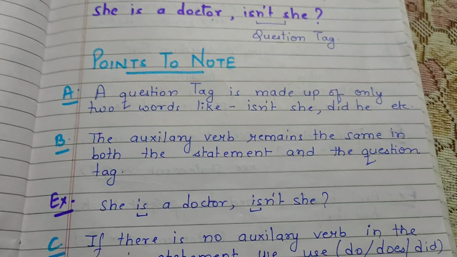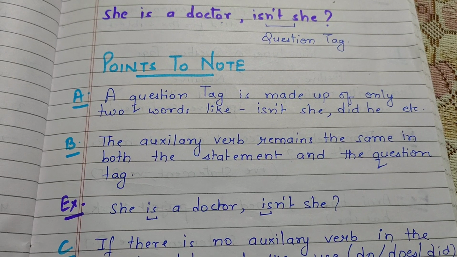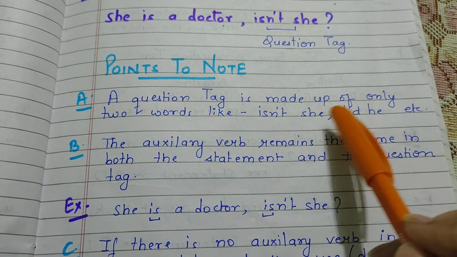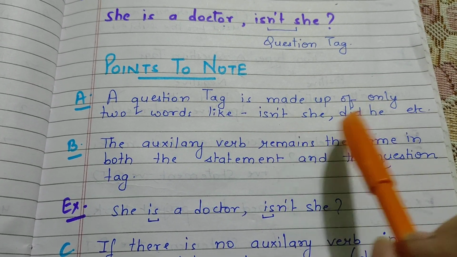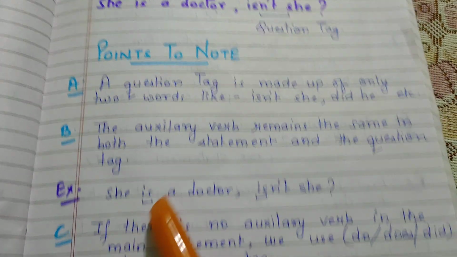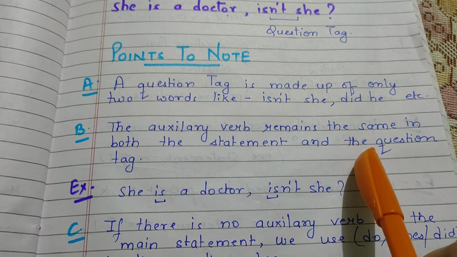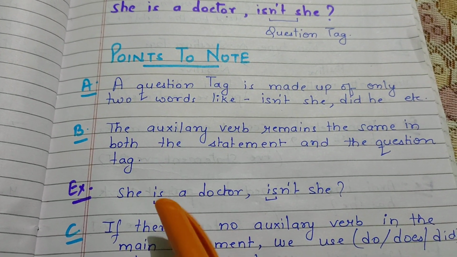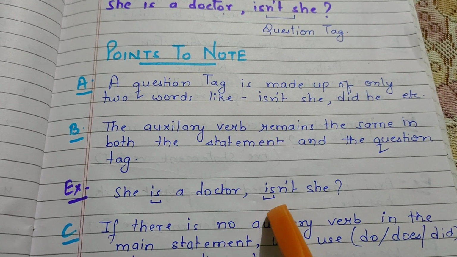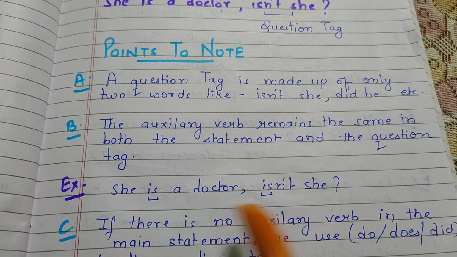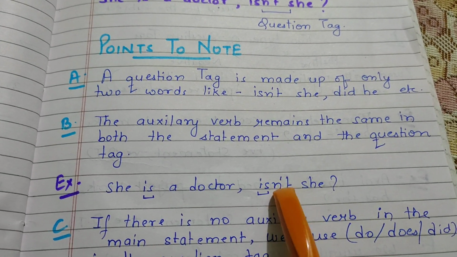Dear children, while writing the question tag, you have certain points to note. Number one, a question tag is made up of only two words, like "isn't she", "did he", etc. Number two, the auxiliary verb remains the same in both the statement and the question tag. For example, in the first statement, "She is a doctor, isn't she?", here "is" is the auxiliary verb in the statement as well as in the question tag.